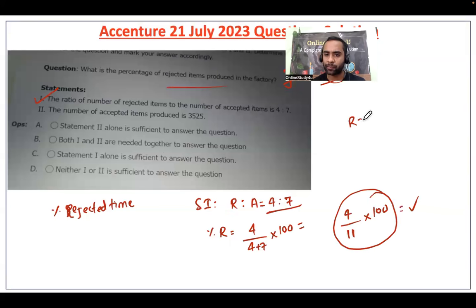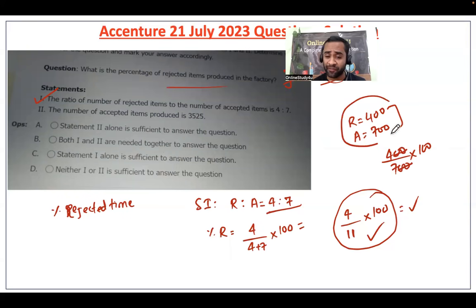The reason is, friends, suppose rejected is 400 and accepted is 700. Now if you have to calculate the percentage of rejected, you will put 400 divided by 700 into 100. So this 20 will get cancelled. Agreed or not? So if it is in ratio, then you don't have to worry. You can easily calculate the percentage, because even if the value is given, you will be getting the same percentage. You see, 4 by 7 into 100, here also 4 by 7 into 100.